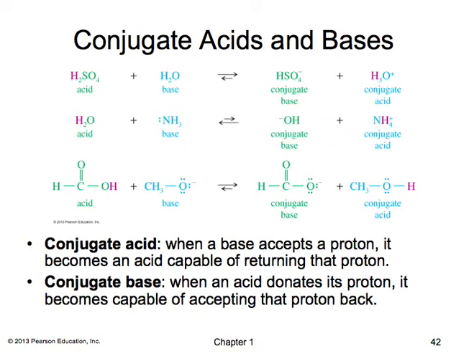If we look at the naming of what's on the other end of the arrows, these are conjugate acids and conjugate bases. A conjugate acid, as shown here, is when a base accepts a proton. So the Bronsted-Lowry base will accept a proton to form the conjugate acid. And then the Bronsted-Lowry acid will form the conjugate base because it becomes capable of accepting a proton back. And so here are the rest of the examples that you can go through in your own time.